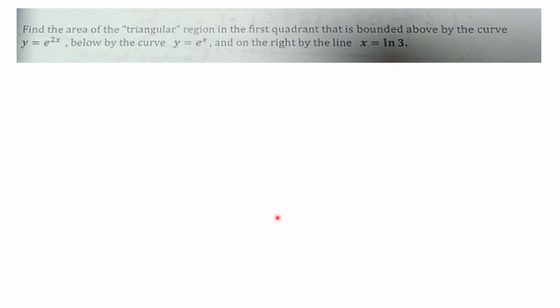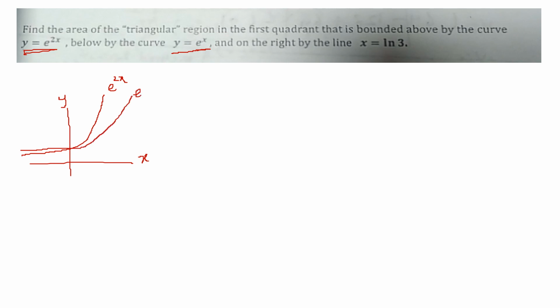First we try to sketch the region on the xy plane, and the curve for e to the power 2x is given by a curve like this. This is e to the power 2x, and the curve that is bounding from below is e to the power x. So the curve e to the power x is given by this one, and the bound on the right hand side is given by the line x equals ln of 3. x equals ln of 3 lies somewhere here, and this line x equals ln of 3 intersects both the curves e to the power x and e to the power 2x at this point.